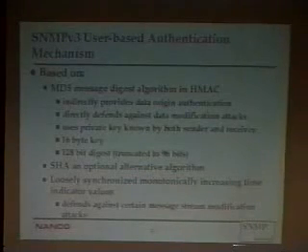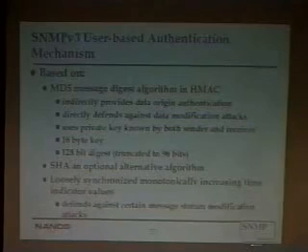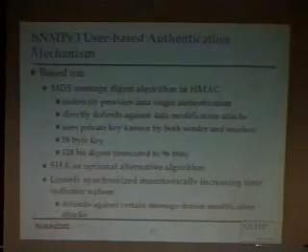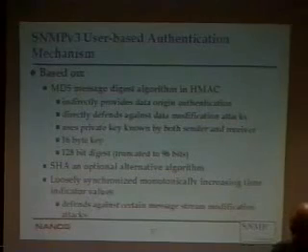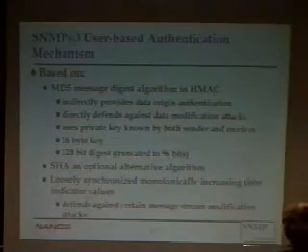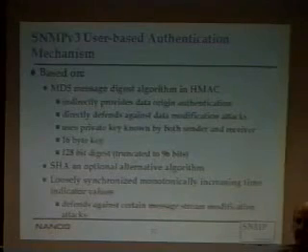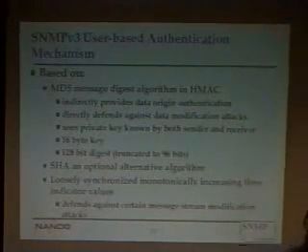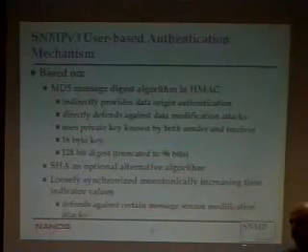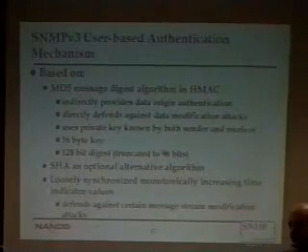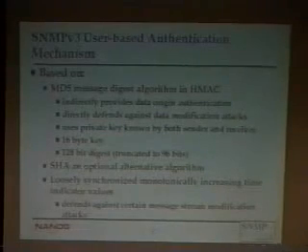So the user-based authentication mechanism is based on the MD5 Message Digest Algorithm, HMAC-MD5-96, which is the same algorithm that's used by IP security. This then indirectly provides data origin authentication, defending against threat number one. If the packet is signed by someone who knew the secret, we presume that that someone is who they say they are. It doesn't prove that they are who they say they are, it just proves that they're someone who knew the secret. And so that's why it indirectly provides data origin authentication.